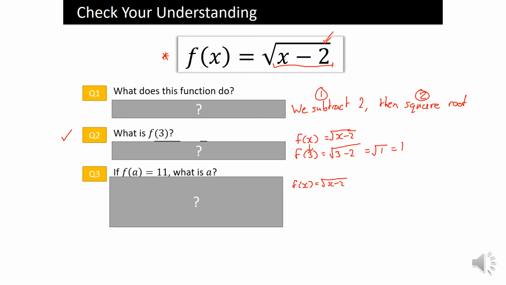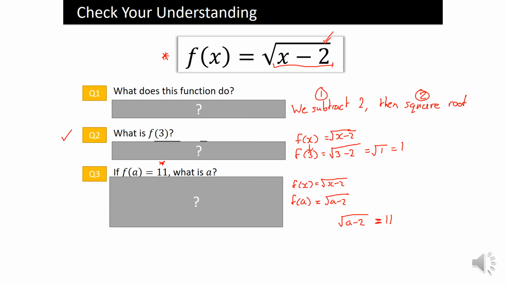So if f of a equals 11, we've swapped x for a there, we need to see that in the answer as well. So we've got f of a equals square root of a minus 2, and we're told that that equals 11. So let's write that out now. So square root of a minus 2 equals 11.